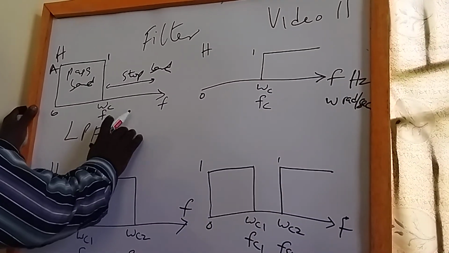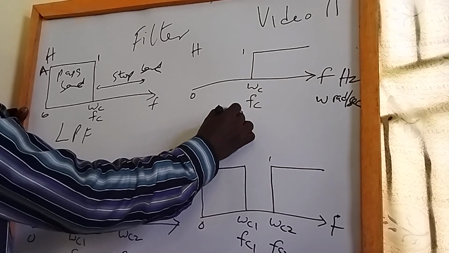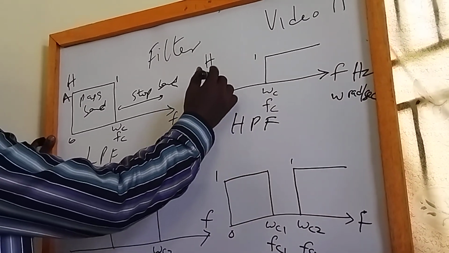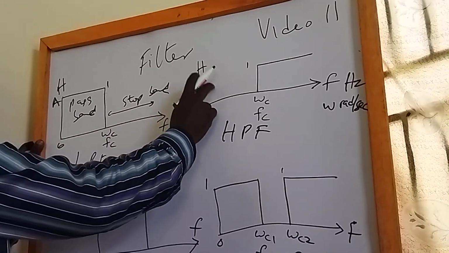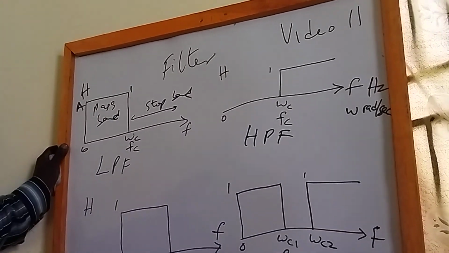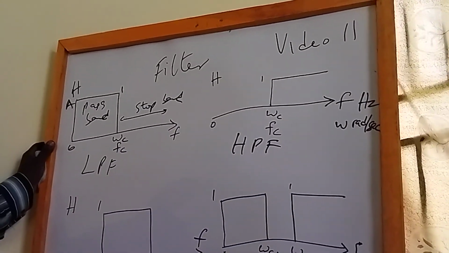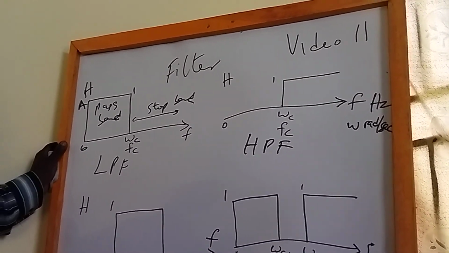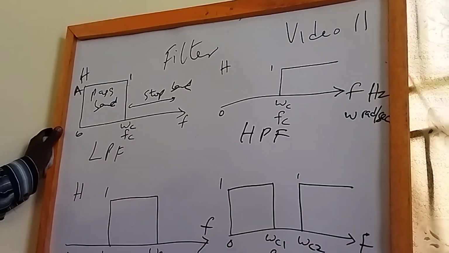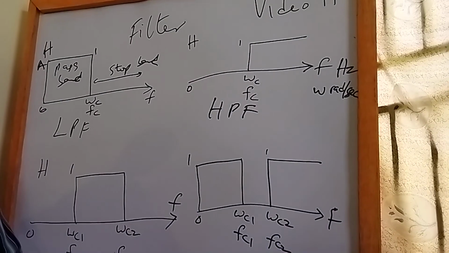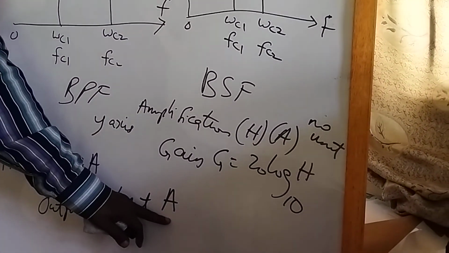That is for low pass filter. For high pass filter, in the lower frequencies, the amplification is 0. In the upper frequencies, the amplification is 1. And like that. So this is how your filter works. It gives different values of A for different frequencies.